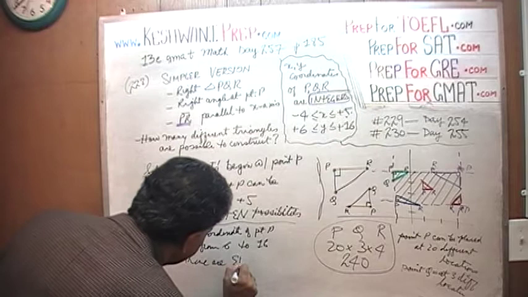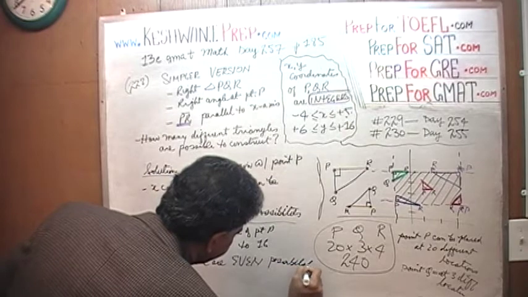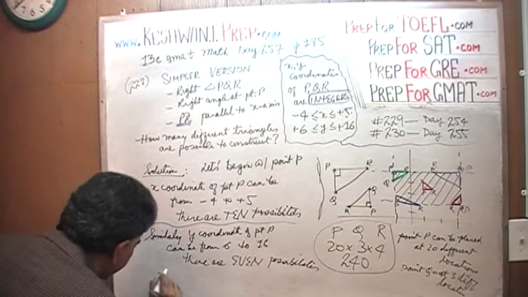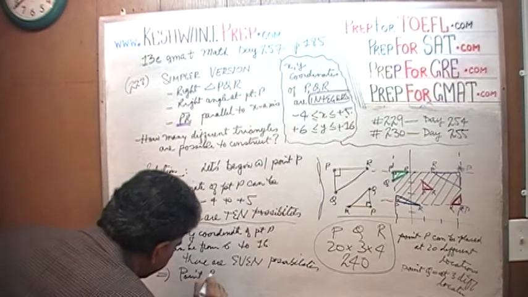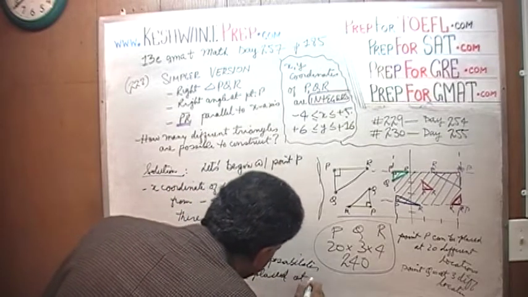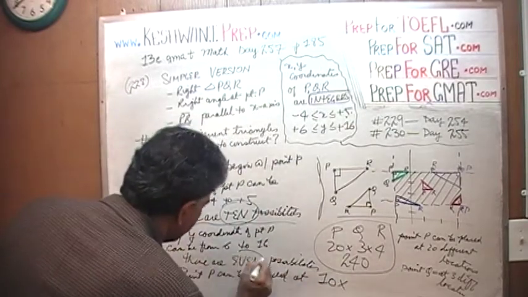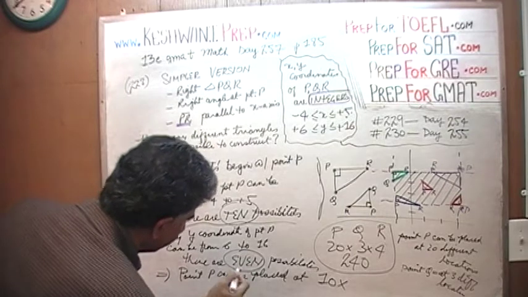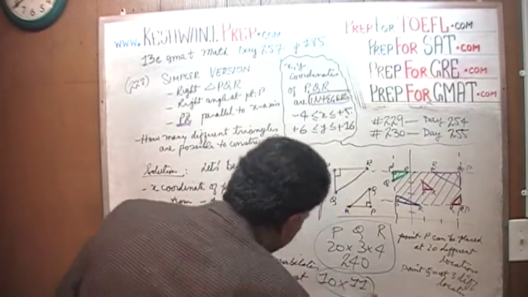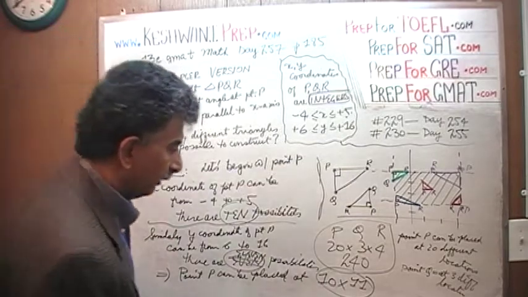There are 11 possibilities. That tells us that point P can be placed at 10 possibilities for the x coordinate, and 11 possibilities for the y coordinate. Therefore, point P can be placed at 110 different locations.